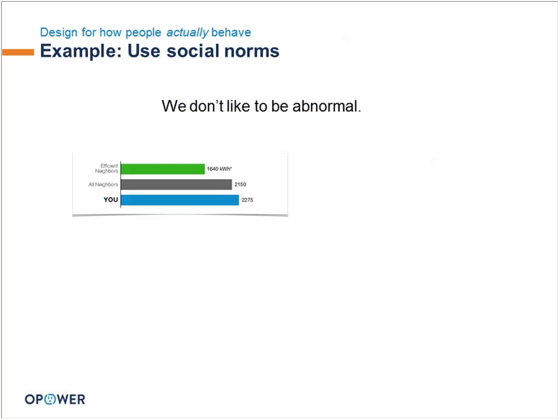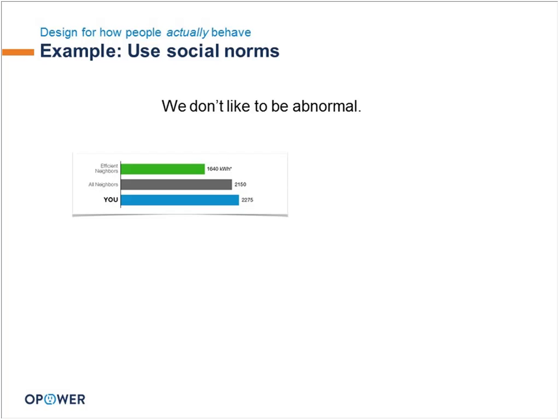So the first one I'll talk about is social norms. Social norms are a great way to get somebody's attention or motivate them to do something differently. A social norm is comparing you to other people who are like you. And it works because we don't like to be out of the norm. And it works better than we may like to think that it would work, which is an interesting thing about behavioral science.